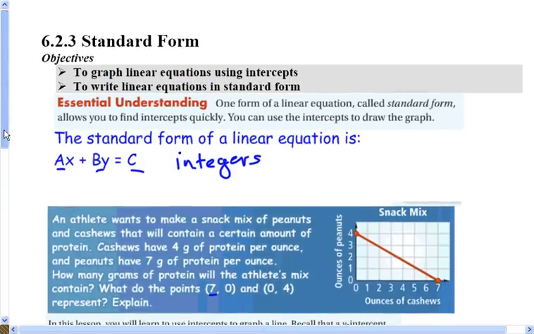This is lesson 623, standard form of linear equations. We're going to learn how to graph equations using the intercepts. That means the x and the y intercept. And we're going to learn how to write linear equations in standard form.